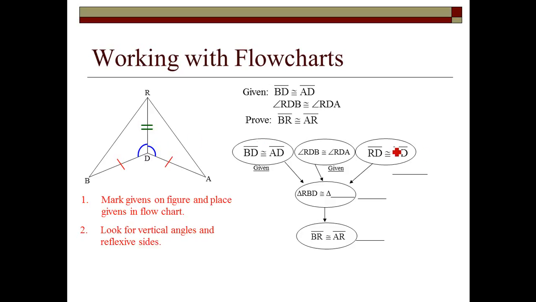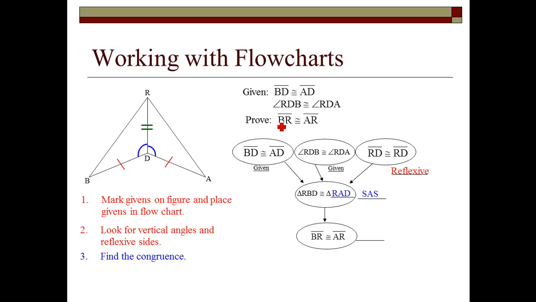Then I've got to put down my reason. My reason for this is reflexive. Now I'm going to go to my congruency. I've got side, angle, side. So we've got to match up triangle RBD. So RBD matches RAD by side, angle, side. Now, once you know two triangles are congruent, anything else in the triangle that I haven't found yet is also going to be congruent with its corresponding side or angle.